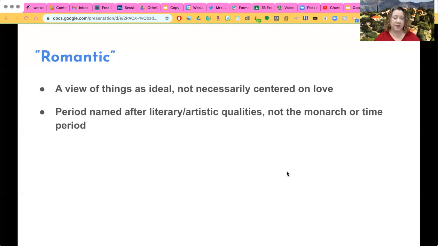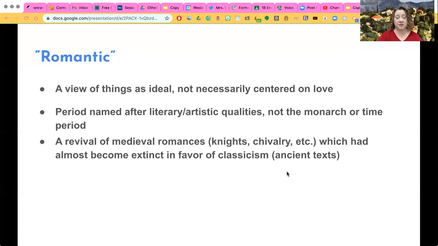Probably it's significant to mention that this is a period named after literary and artistic qualities, not after who was ruling. We have the Victorian era, the Elizabethan era, the Jacobean era. But during this time period, the study of art and the artistic qualities of romantic ideals outshines the monarchy. The monarchs are there, but what becomes more important in this time is the pursuit of literary and artistic activities, pieces.